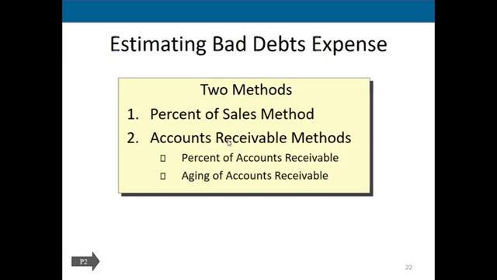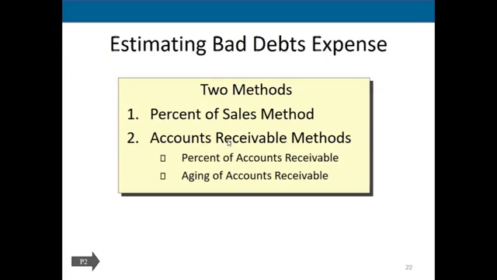Two methods: the percent of sales method and then the accounts receivable method, which has two variations, I guess is the best way to say it. First thing I want to tell you is that the percent of sales method is almost always going to require that you make some adjustment to your allowance account down the road, because when you use the percent of sales method, you're just going to keep building that allowance account up. What if you never take anything out? Is it just going to keep getting bigger and bigger infinitely? No, you're going to eventually have to adjust that amount down to something that's more reasonable.